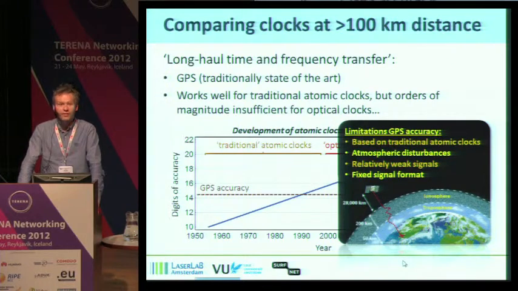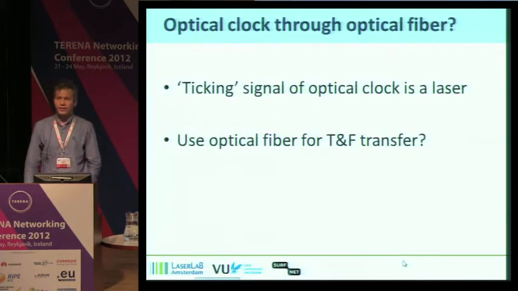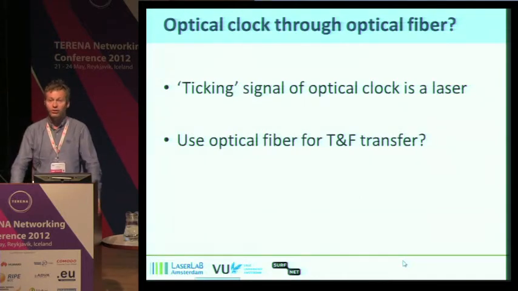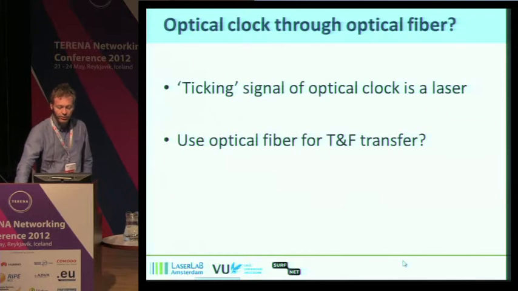No, the accuracy that GPS can provide you is strongly limited primarily by atmospheric disturbances. These satellites are flying around the Earth at 20,000 kilometers height, and their signals have to propagate all the way through the atmosphere, and there are just some uncontrolled disturbances that limit the accuracy. So you have to come up with a different way. It has been mentioned already in the previous talk, you can use optical fibers for this, perhaps. After all, the ticking signal of an optical clock is a laser, so why not use an optical fiber for time and frequency transfer?